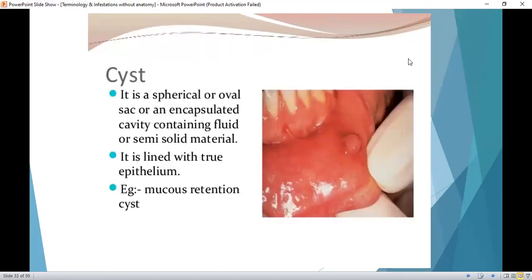Cyst. A cyst is a spherical or oval sac, an encapsulated cavity containing fluid or semi-solid material. Now, what is the difference between a cyst and a vesicle or a blister? A cyst is lined with true epithelium, so it's not easy to rupture it. You have to excise it to remove it. For example, mucus retention cysts.